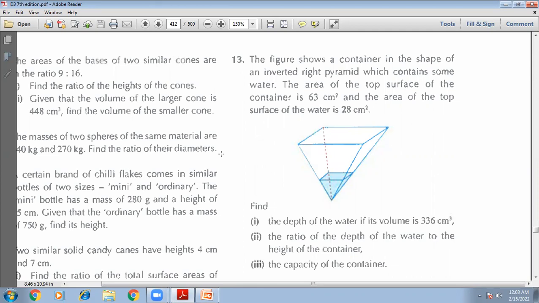So I know the base area of this pyramid which has the water, that is 28 centimeter square. And I know the volume of this water, 336 centimeter cube, and it's in the shape of the pyramid. So very easily I can find the depth of the water. The formula is 1/3 into the base area into the height. We know the base area, that's 28, and the height I want to know, that will be the depth.